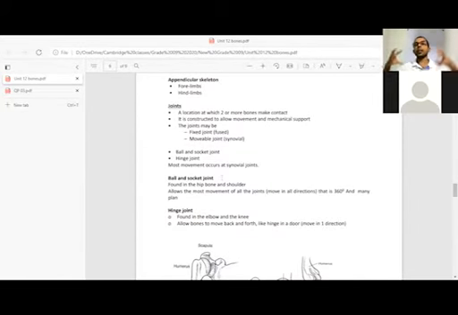Our bones are joined with each other. A joint is the location where two or more bones are connected, right? Normally a joint is constructed to allow movement and mechanical support. It supports the movement of the body and the mechanical support of the body, right?